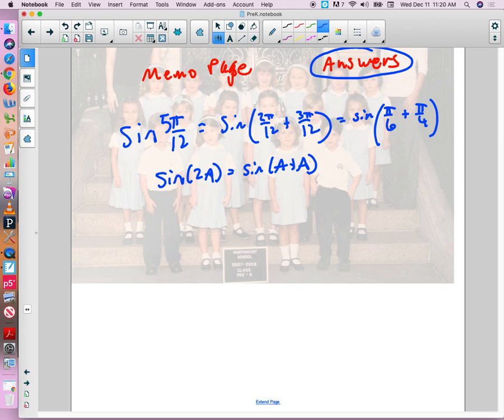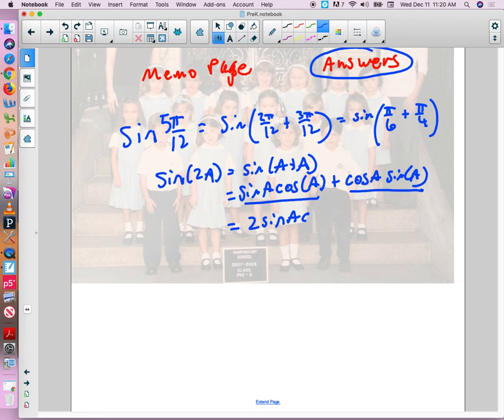According to the formula, you take sine of the first one, cosine of the second one, plus cosine of the first one, sine of the second one. But now what's the second one also? A. So do y'all see that those are the exact same statement? So I get 2 sine A, cosine A.